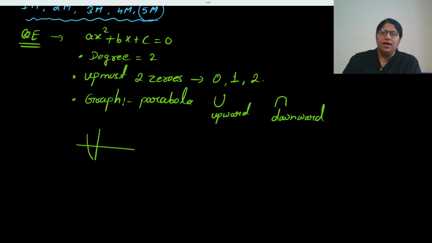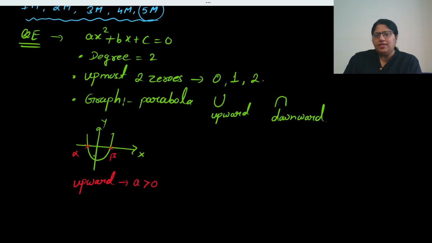So how do we get it? This is an upward parabola, a rough sketch. Now you can see that your parabola is cutting the x-axis at 2 places. This can be alpha, this can be beta. So there are 2 zeros here. And when do we get an upward parabola? You get an upward parabola when the coefficient of x², which is a, is greater than 0.